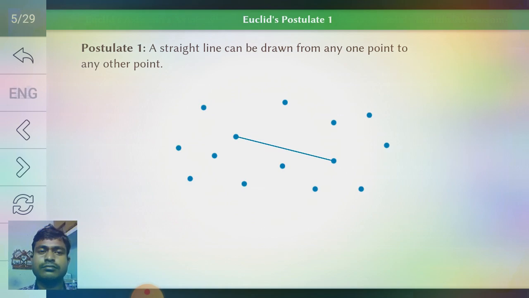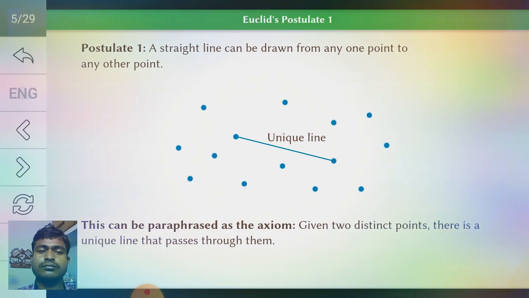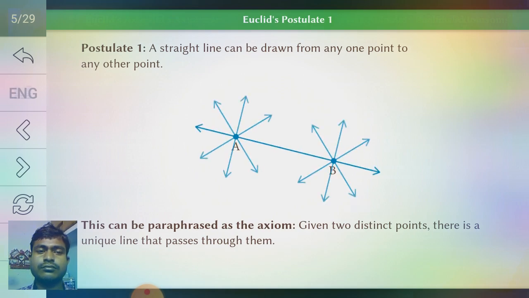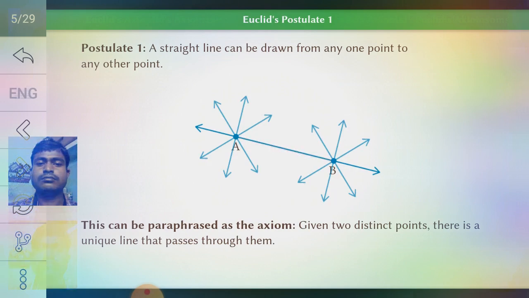Euclid had assumed that there is a unique line joining two distinct points. This can be paraphrased as the axiom: given two distinct points, there is a unique line that passes through them. In the figure, A and B are two distinct points. We can see many lines emanating from point A and point B. However, only one straight line, AB, joins A and B.